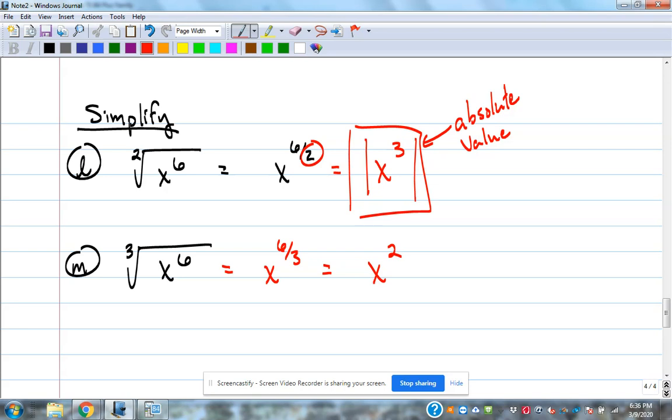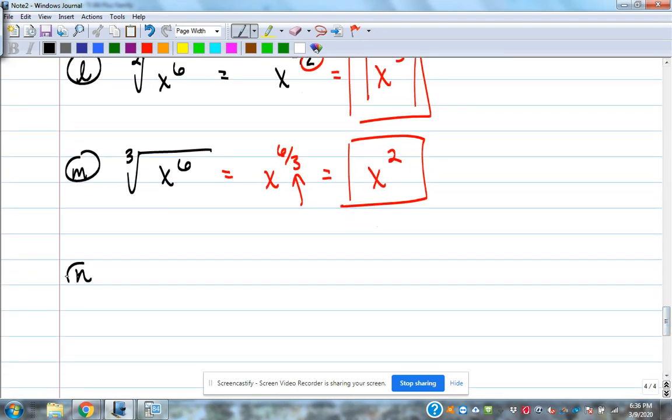Odd index can deal with the negative. Even index cannot. So this one you do not need absolute value marks on it because the index was odd. That index, or the denominator of the fraction, is what decides whether you need those absolute values or not. Let's say we had this one. This is where we sometimes forget. We get so into this mode of different indices. We forget what one is on that.